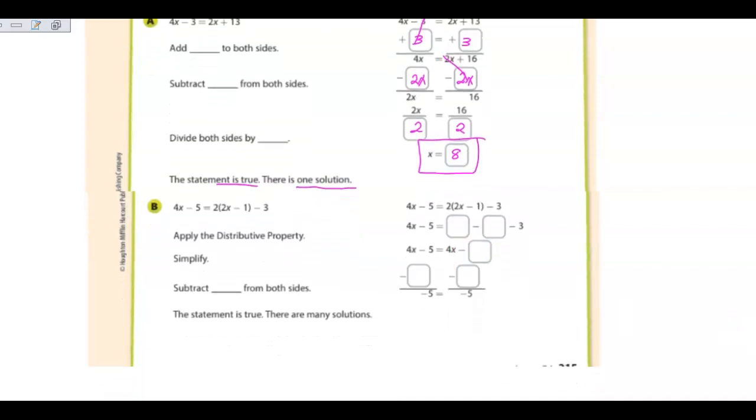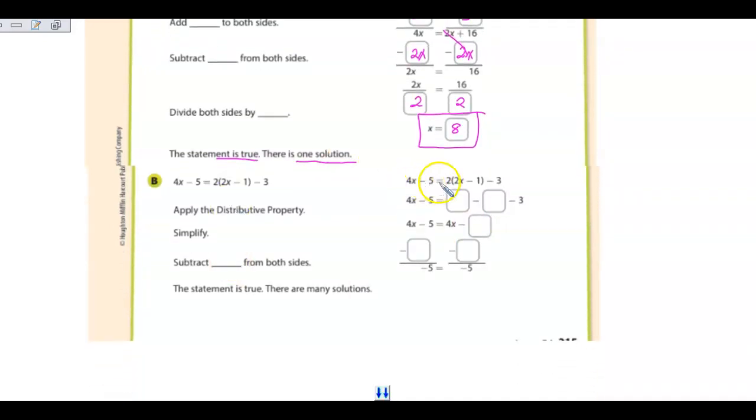On example B, I have 4x minus 5 equals 2 times the difference of 2x and 1 minus 3. The first thing I see is these parentheses, so I know that I need to distribute before I go any further. So 2 times 2x is 4x, and 2 times 1 is 2. I can combine my terms over here on the right. So I can take negative 2 plus negative 3, and that's going to give me a negative 5. I have everything else brought down. I have 4x minus 5 equals 4x minus 5.